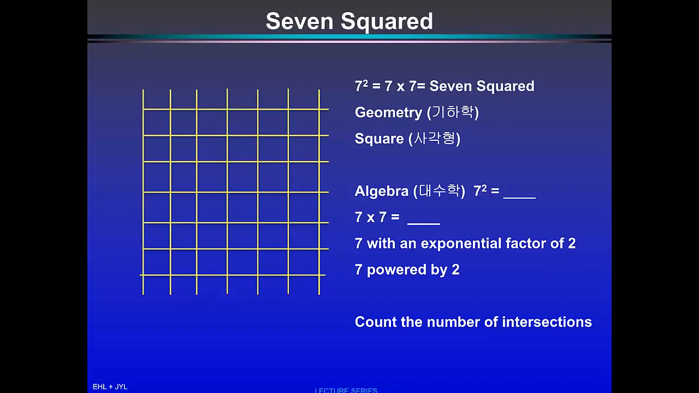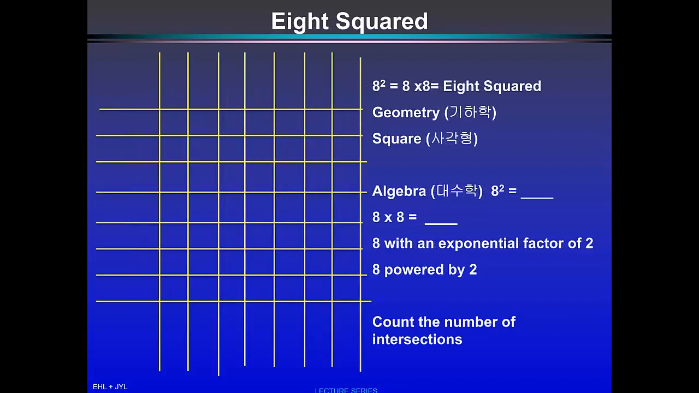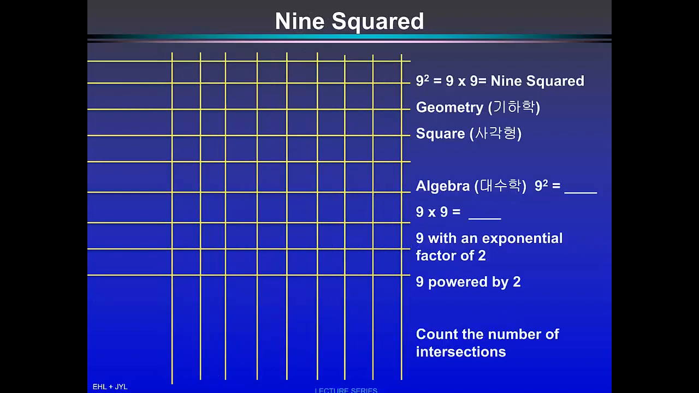7 squared is 49, or 7 times 7 is 49. 8 squared, or 8 times 8. Again, you have the geometry shape of a square. 8 times 8 is 64. 9 squared, or 9 times 9, is 81, with an exponential factor of 2, or 9 power by 2, which is, if you count the number of intersections, 81.